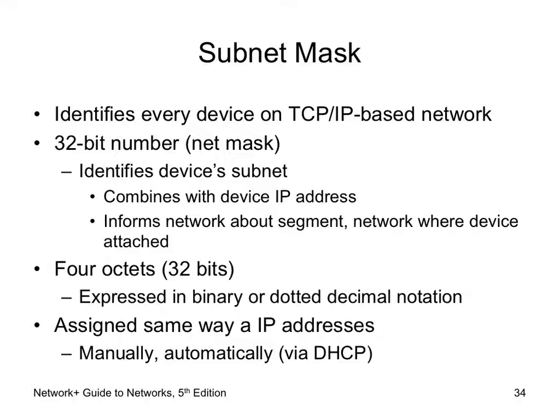So what happens is it identifies the device's subnet and combines it with the device's IP address, which is those three there at the top, 1, 2, and 3. It informs the network about the subnet, the network where the device is attached. The subnet mask is 4 octets, expressed in binary or dotted decimal, like here, the dotted decimal. And it's assigned the same way as an IP address, either manually or automatically.